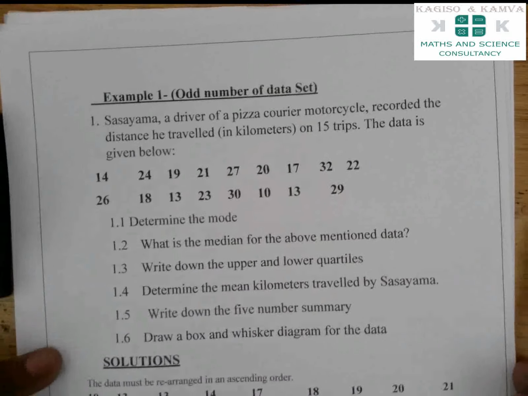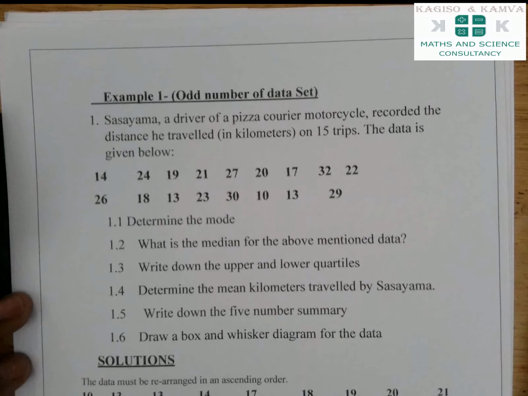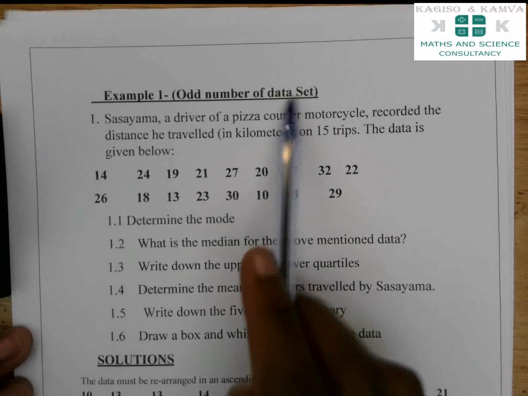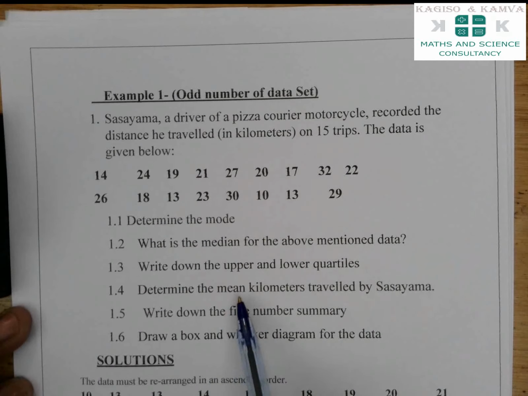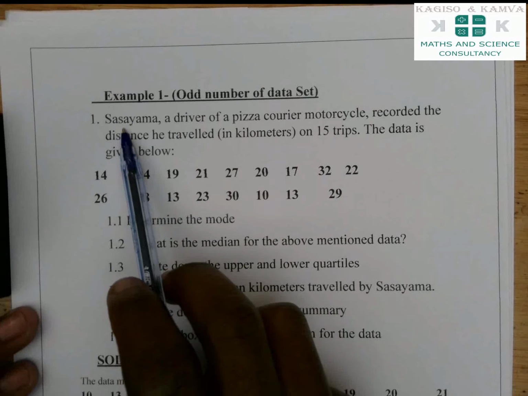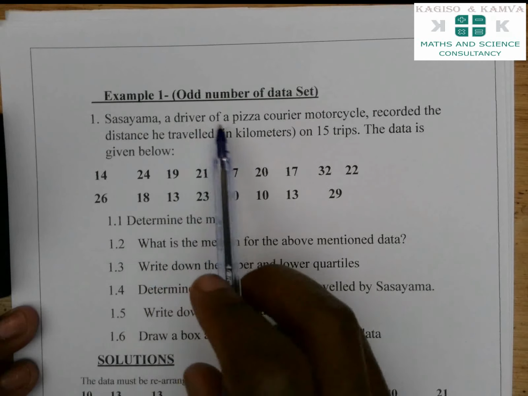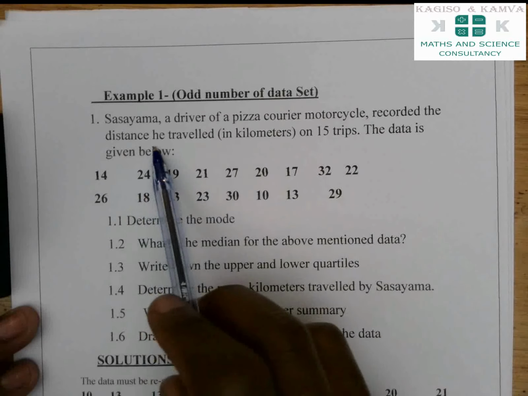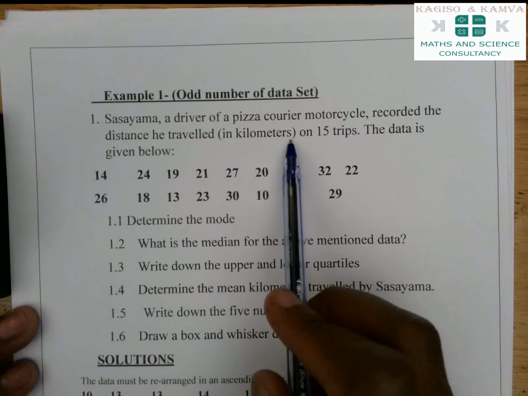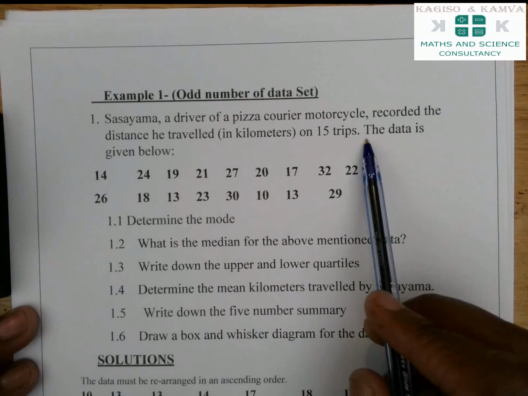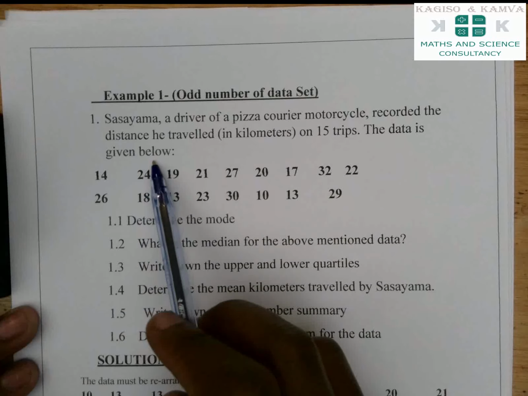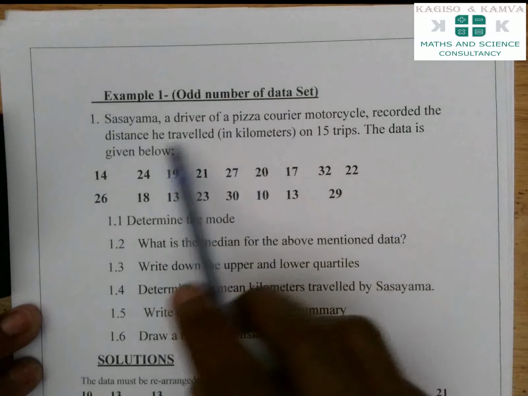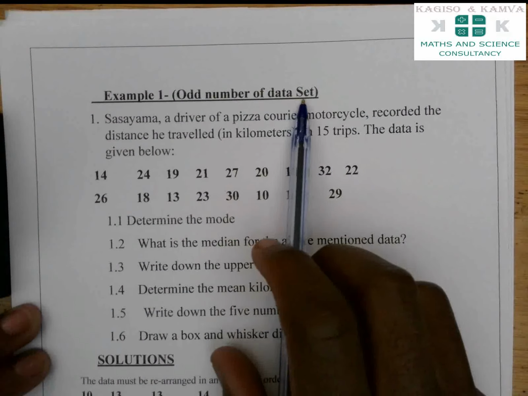Now we are going to do example 1. For example 1, we have an odd number of data values. Sisayama, a driver of Pizza Korea motorcycle, recorded the distance he traveled in kilometers on 15 trips. The data is given below. Now we said this is the odd number data set.